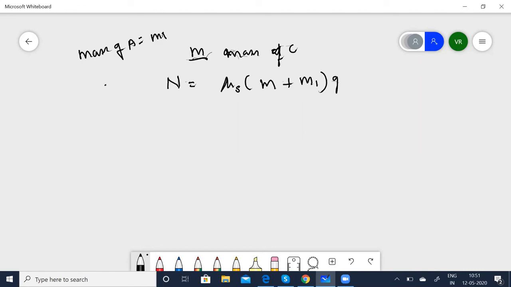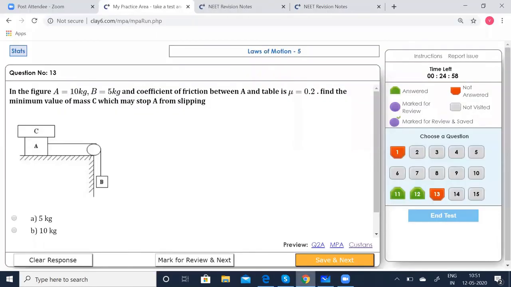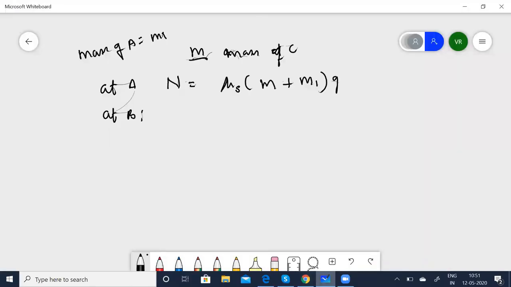This is at A, and at B, let us calculate that. Quickly look into the figure. It is now going to be the tension due to the string. If we take the mass of B as m2, then at m2, T is the reaction here. So T is equal to m2g, since we have taken the mass of B as m2.